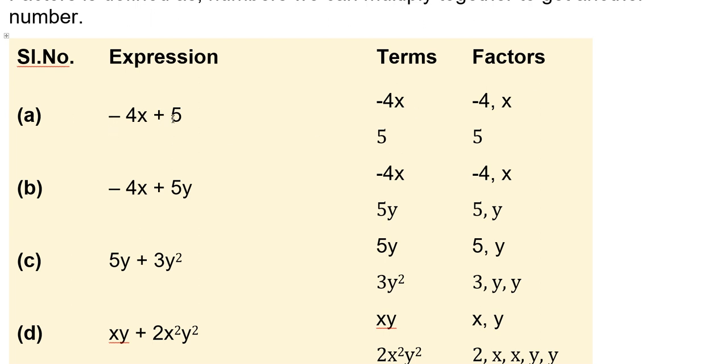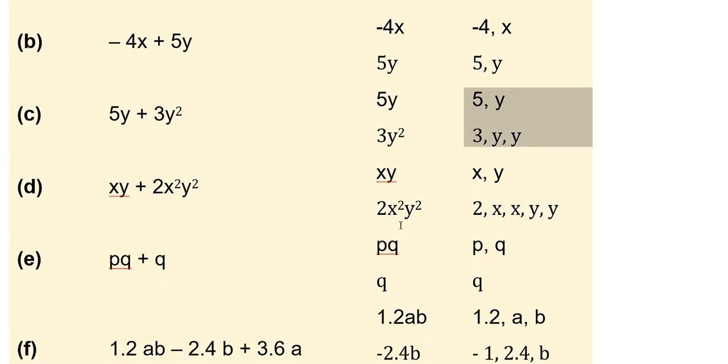A: minus 4x plus 5. Terms: minus 4x, 5. Factors: minus 4, x, 5. B: minus 4x plus 5y. Two terms: minus 4x and 5y. Factors: minus 4, x, 5, y. C: 5y plus 3y square. Terms: 5y, 3y square, the two terms. Factors: 5, y, 3, y, y.